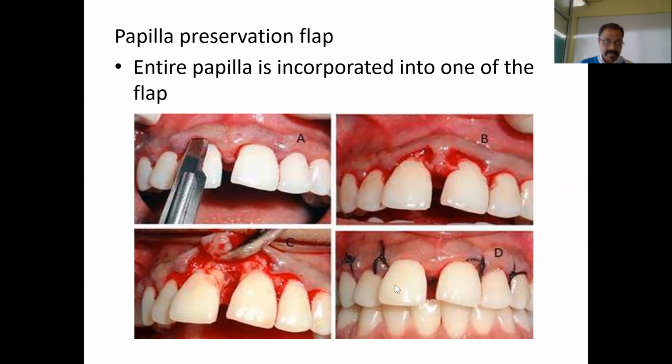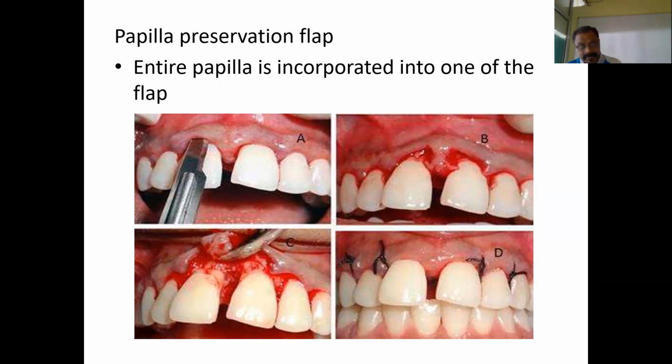So we are not going to split the papilla. The papilla is going to be incorporated into one of the flaps, let it be a buccal flap, or a lingual or palatal flap. So this is called a papilla preservation flap. Okay, so three types of classification. One is based on the bone exposure: full thickness and partial thickness. Based on the placement of the flap after the surgical procedure, it could be an undisplaced flap or a displaced flap. The last one is how you manage the papilla.